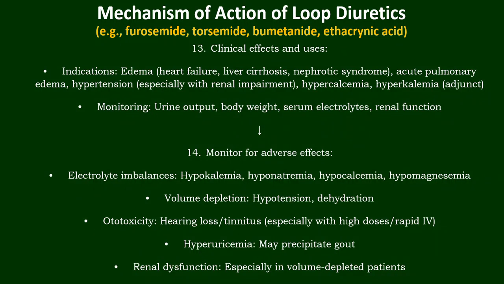So where do we actually use these drugs? What are the main clinical situations? Well, they're real workhorses for edema, that's swelling caused by excess fluid. Think heart failure, liver cirrhosis, nephrotic syndrome. And acute pulmonary edema, fluid in the lungs. Absolutely critical there. Also used for hypertension, high blood pressure, especially if the patient has some kidney impairment. The sources also mentioned they can be part of treating high calcium or high potassium levels. That's right. Hypercalcemia and hyperkalemia, they help flush out the excess ions.